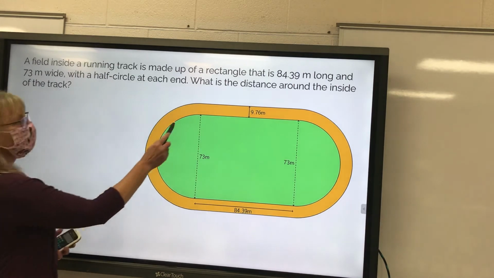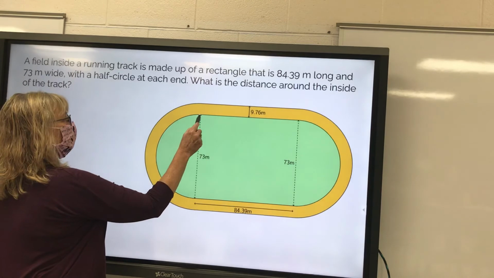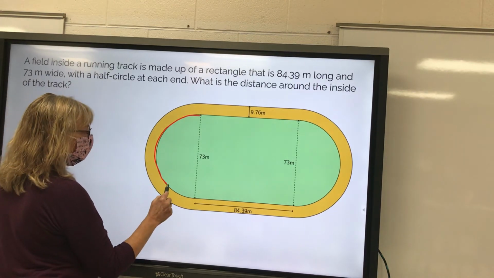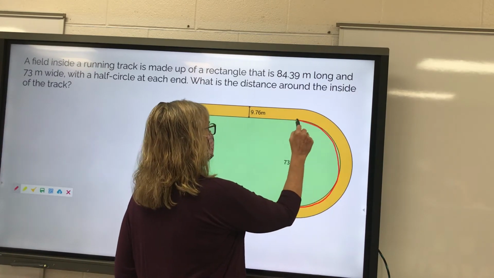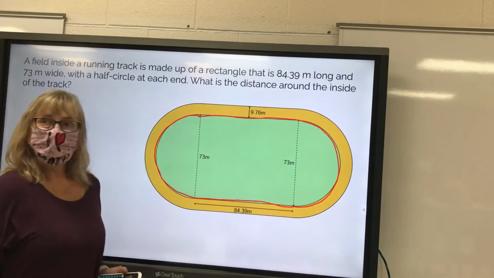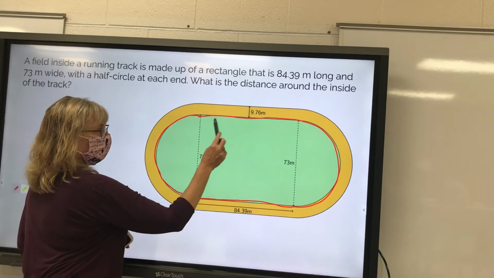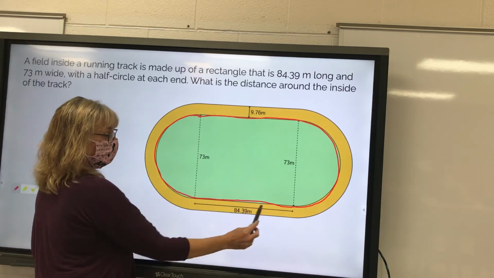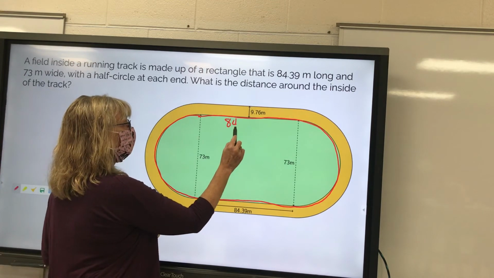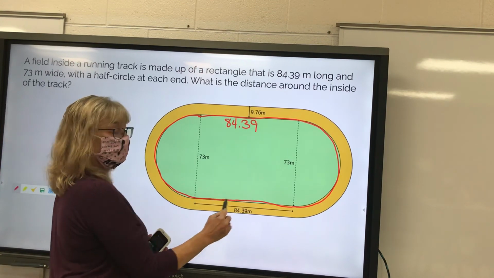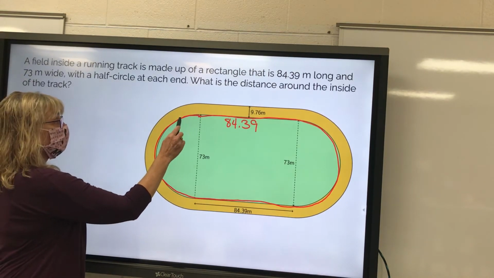All right, we want to go inside. So we want this measurement right here. We're running on the inside of the track. Okay? So how long is this distance from here to here? Is it the same as it is down here? Okay, so we've got 84.39. We have two of them, right? The two straightaways. All right, how are we gonna find this distance right here?